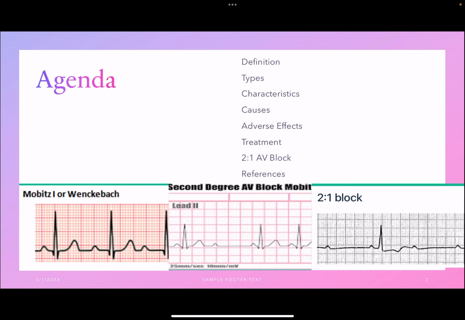Today I'm going to be going over the definitions, different types, characteristics, causes, adverse effects, and treatments for these, and then I'm going to loop back around and talk about the 2-1 AV block. I'll have a slide with references at the end as well. Here at the bottom, I have pictures of all three of the AV blocks that we're going to be talking about today, the Mobitz 1, Mobitz 2, and the 2-1 AV block.